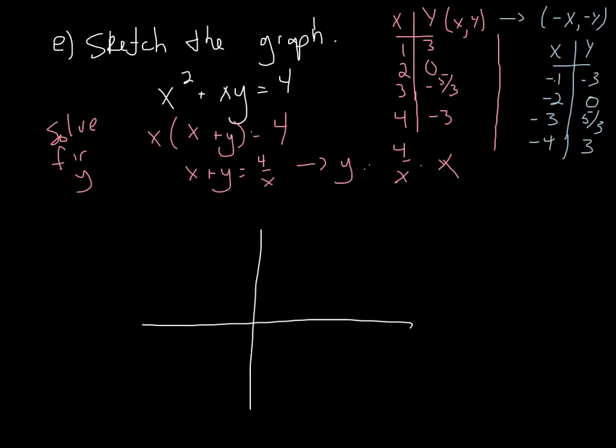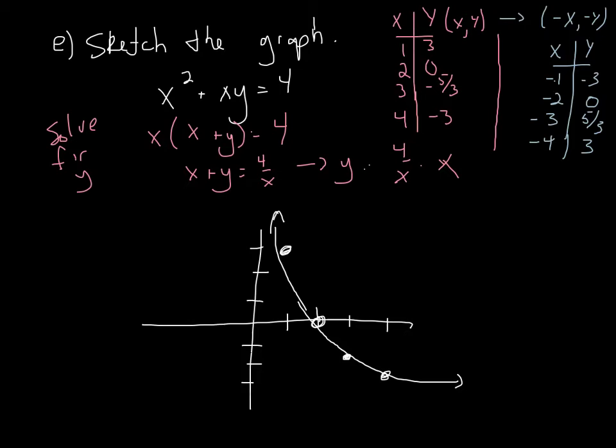So now let's sketch a graph with all those ordered pairs. I'll do the original ordered pairs first. (1, 3), (2, 0), (3, negative 1 and 2/3), right about there, and (4, negative 3), right about there. It's kind of a funky curve looking thing, but that's only the first half.